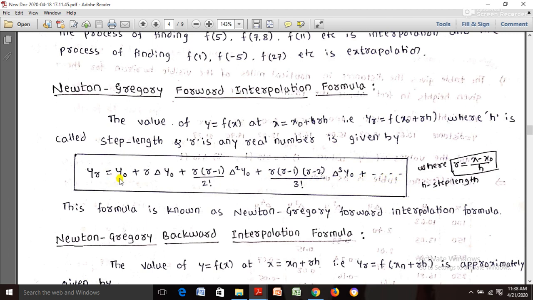Here y naught is the first value. First we have to find the r value. How you can find r: r is any real number, and the formula is r is equal to x minus x naught. It means the last value minus the first value. Here x is already given, so that given value minus this initial value, divided by the step size value. The difference between the first and second value, or second and third value, is called h, and we can apply this formula. We have to find the r value, and h is step length. This formula is known as Newton forward interpolation formula.